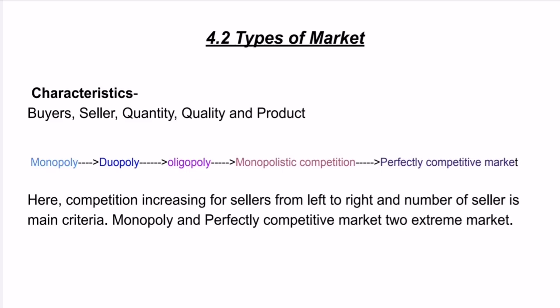Now we can also have some other markets organized according to the number of buyers, quality of products, quantity of products, and the product itself. So we will be discussing these types of market with the help of a table where we will comparatively discuss these characteristics of these markets. Now let's proceed to the chart we will be discussing.